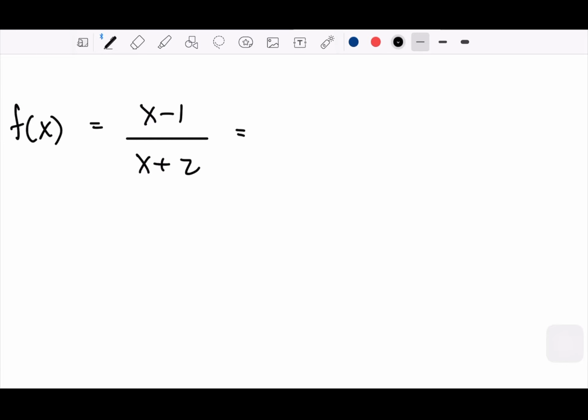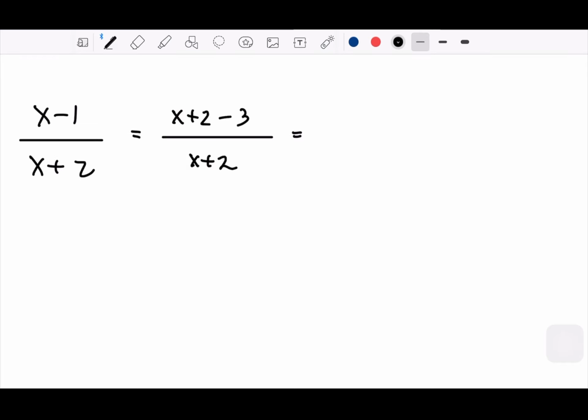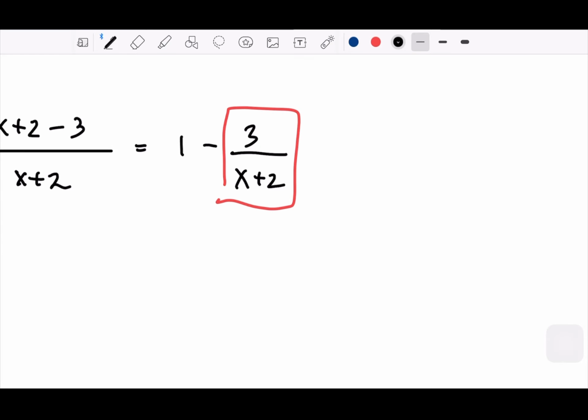So these functions we can write as x plus 2 minus 3 and x plus 2. And then we can rewrite this as 1 minus 3 over x plus 2. And then we can rewrite these terms, and 1 minus, let's divide by 2.